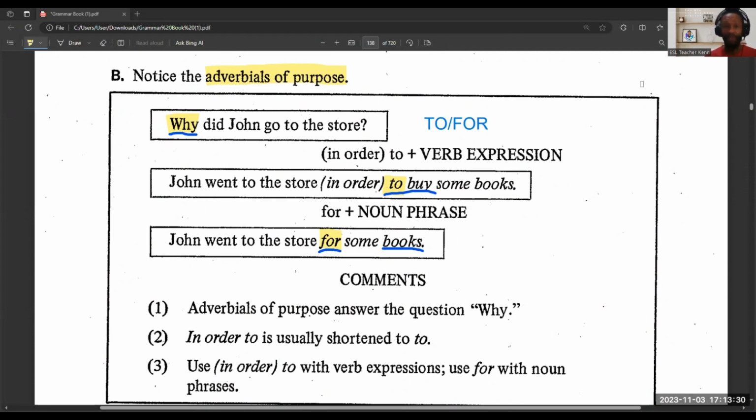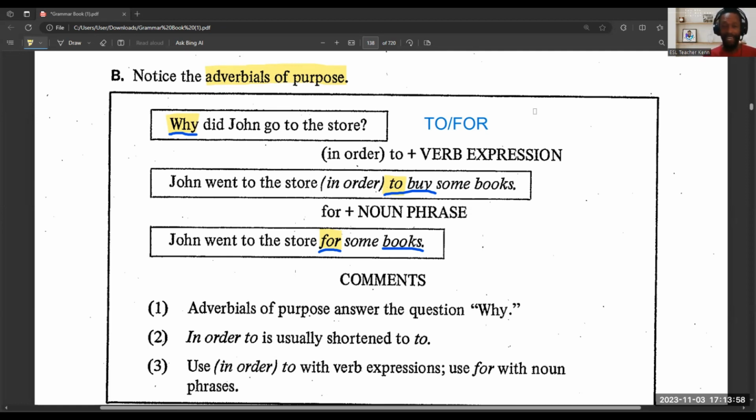Today, I would like to show you what, technically speaking, we call adverbials of purpose. Putting it in simpler words, when we are using to and for when we are answering questions why, it is one of the situations in which it is easier to get used to expressing something with to or for. This is the reason why.